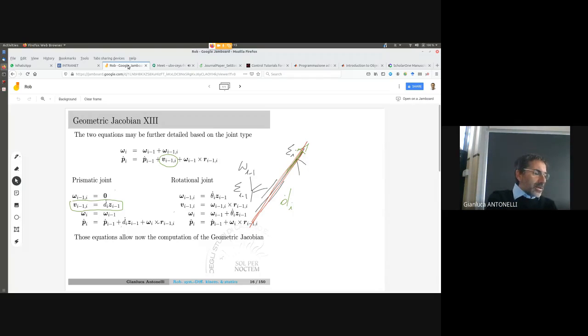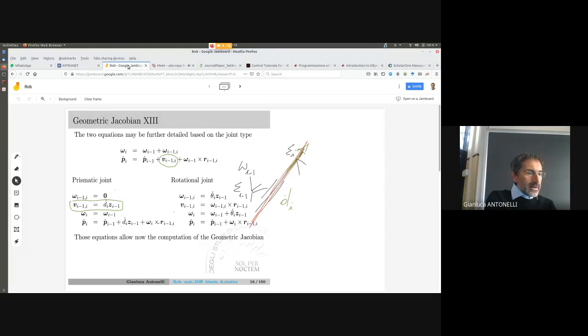For the linear velocity, the expression is, let me say, more or less unchanged. Okay? The only difference is that now I can write this term as a function of the joint velocity. And this is very convenient. We will see in a few minutes, in 10-15 minutes, that it will be very easy to build the Jacobian, because now we are simplifying our expression.